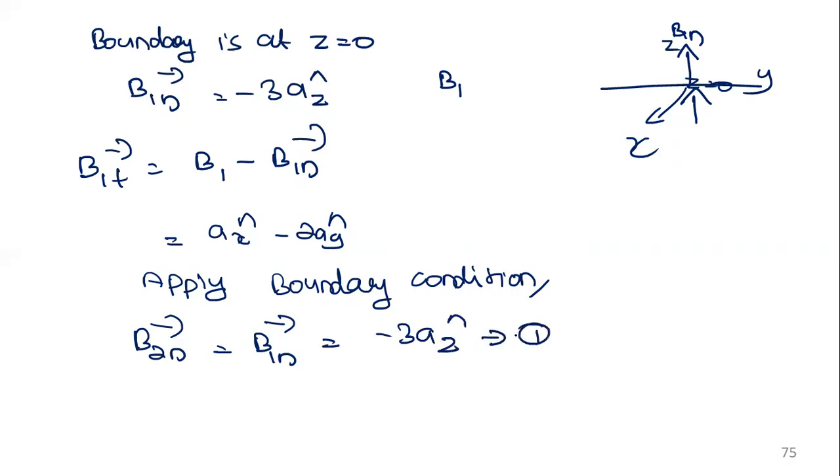So in this particular question, we are asked to find B2. B2 will have x, y, and z coordinates. In that, we have already found very easily what the z coordinate of B2 is. So now we need to find the x and y coordinates. The x and y coordinates for B1 are actually tangential only. So similarly, the x and y components of B2 will also be tangential. So we will apply the tangential boundary conditions.